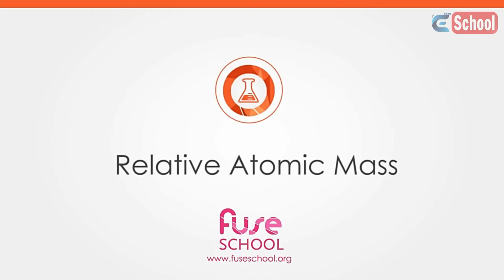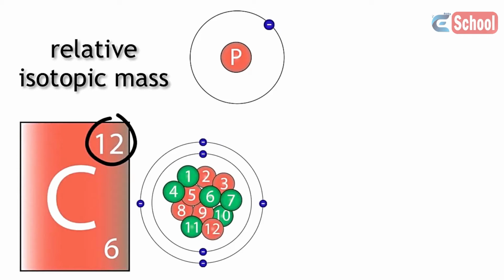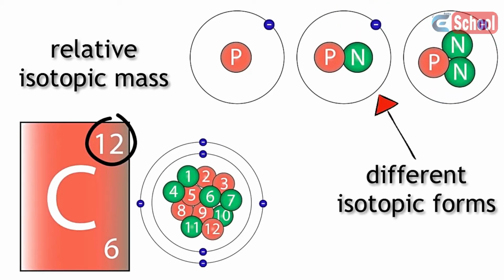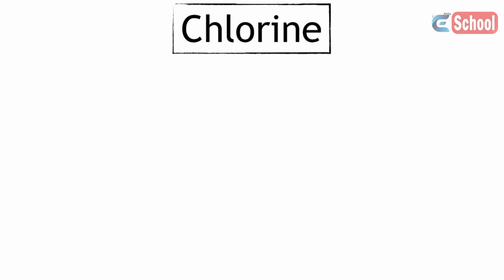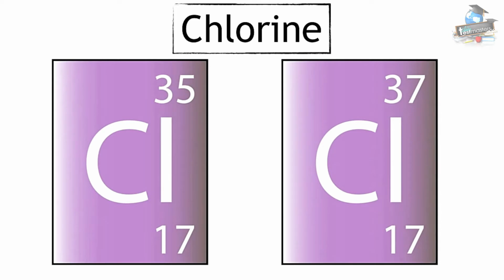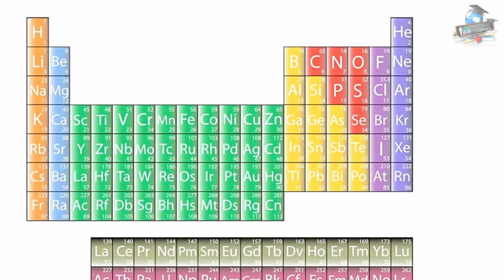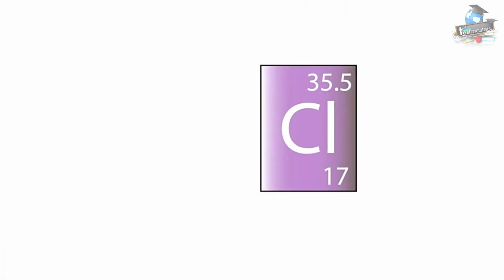The relative isotopic mass is the mass of an element in relation to carbon-12. The reason that this is the isotopic mass is because some elements have different isotopic forms. For example, chlorine can be found as chlorine-35 and chlorine-37. The isotopic mass is not the mass number which appears on the periodic table.